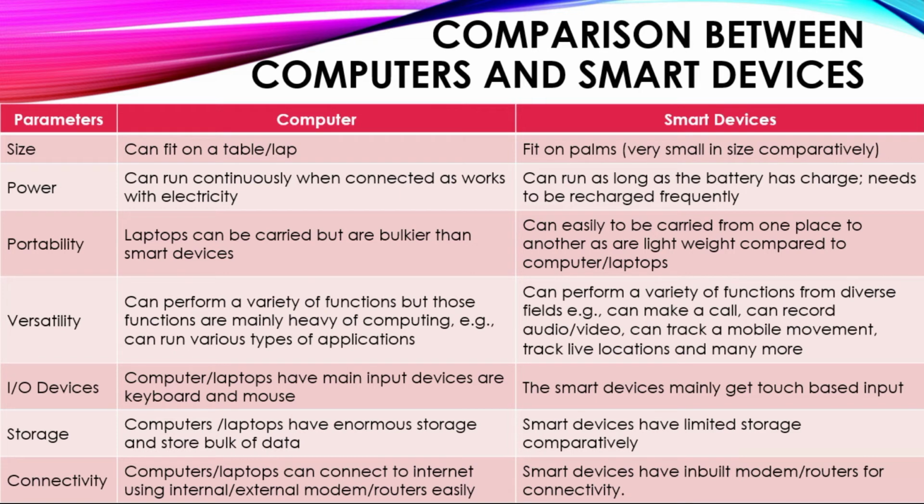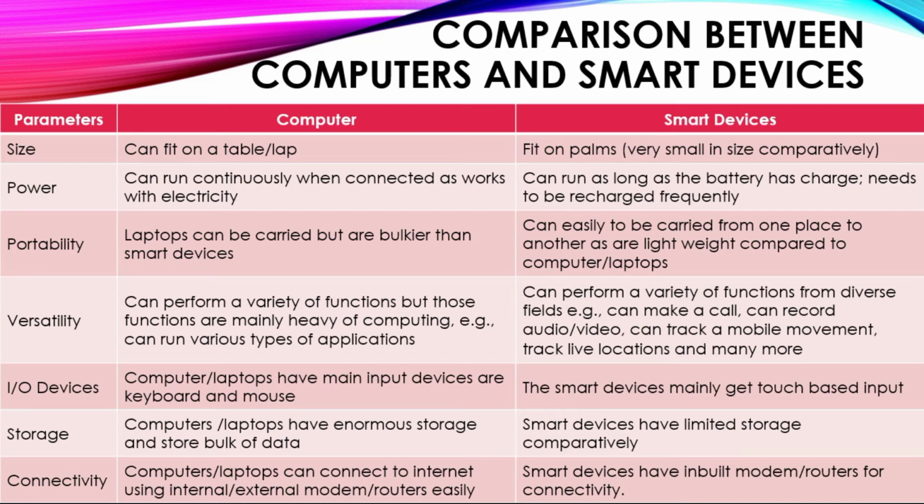Second, if your system is connected with electricity, it can run continuously without any interruption. Whereas smart devices can run as long as the battery is charged, needs to be charged frequently. You have to charge the battery again and again so that you can use it. Portability. Laptops can be carried but are bulkier than smart devices. Laptops are much heavier than your phone. Smart devices can be easily carried from one place to another, very lightweight as compared to computer and laptop.